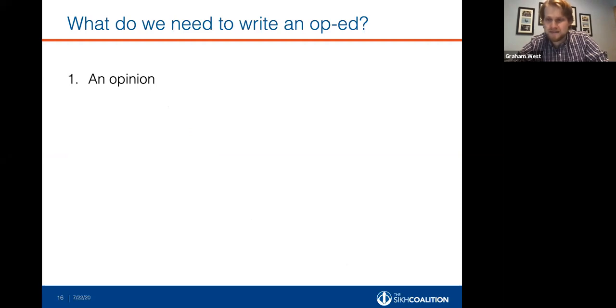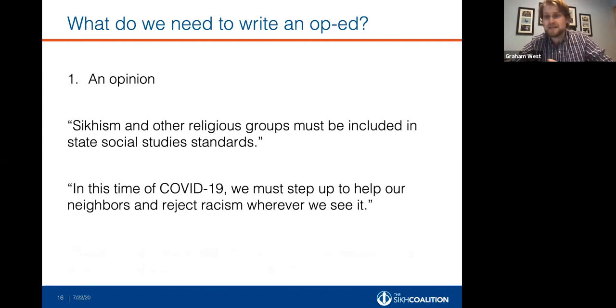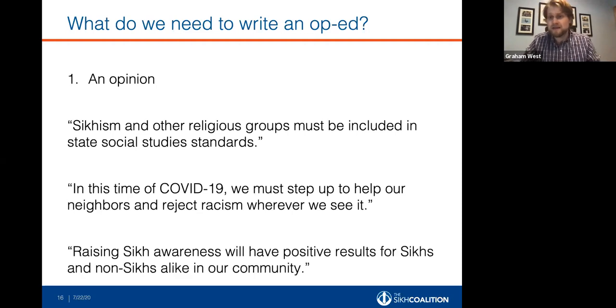One main idea that's going to stick in their head and motivate them to feel a different way or think a different way or do something that they weren't going to do before. So a couple of different examples, right? And these are taken kind of more from the Sikh Coalition's work. Sikhism and other religious groups must be included in state social studies standards. That speaks to the education work that we do across the country. In this time of COVID-19, we must step up to help our neighbors and reject racism.